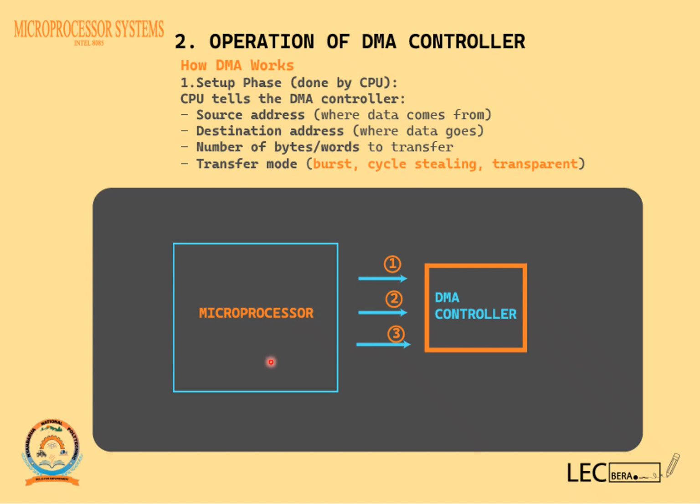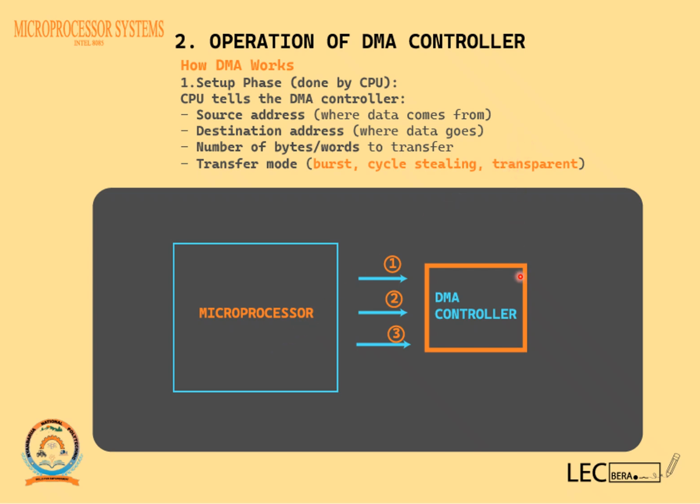When that process is done, we'll return the system bus to the DMA controller. The DMA can transfer another bit of data. We return the system bus to the microprocessor, and the process will continue that way. And then we have the transparent mode.